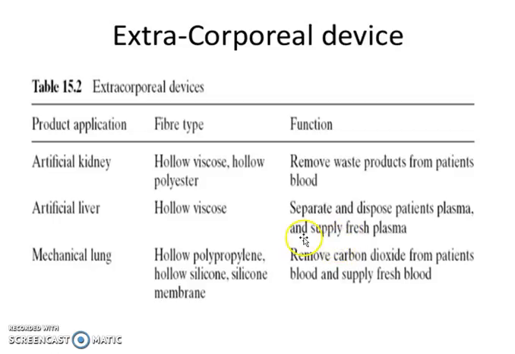Extracorporeal devices: artificial kidney, it is made up of hollow polyester, hollow viscose. Its function is to remove waste product from the patient's blood. Artificial liver, hollow viscose, to separate and dispose of patient's plasma and supply fresh plasma. Mechanical lung, it is made up of hollow polypropylene, hollow silicone and silicone membrane. The function is to remove carbon dioxide from patient's blood and supply fresh blood.